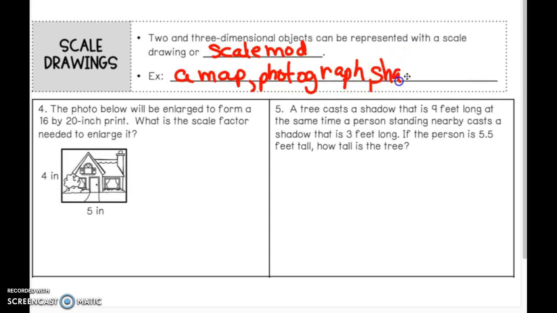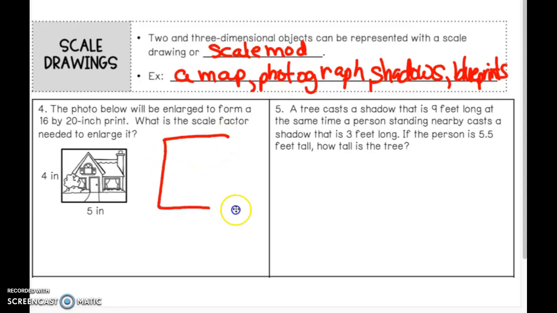Shadows are usually bigger or smaller than our persons. And also blueprints, like house blueprints and those sort of things, are scale models. So let's look at number 4. The photo below will be enlarged to form a 16 by 20. So it's going to be a 16 by 20. What is the scale factor?